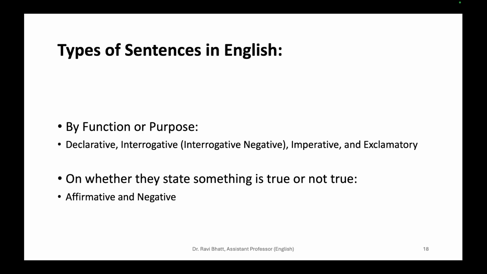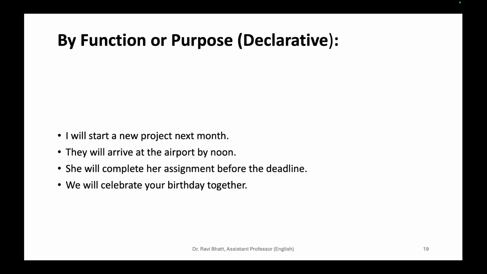Now, what we are going to do, we are going to make simple future sentence construction in all of these sentences. First, by function or by purpose. Now, a declarative sentence: I will start a new project next month, or they will arrive at the airport by noon, or she will complete her assignment before the deadline, or we will celebrate your birthday together. Now, these are the examples of declarative statements.